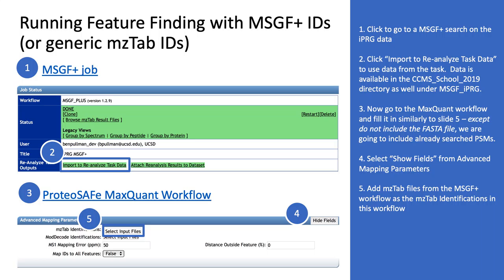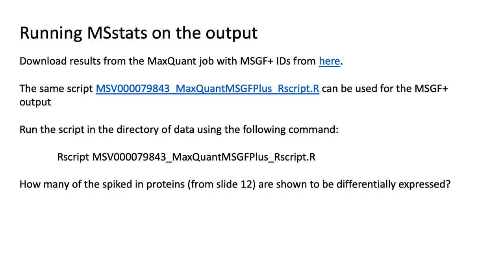Okay, so that's essentially the only thing you have to do, is select an mzTab file for that, and then to not have a FASTA file, so that Andromeda is not run by MaxQuant. Okay. And then after that, the reanalysis that you run with MSStats is pretty much the same thing. The MaxQuant workflow will just generate the same files, the evidence file, the proteins file, and then you can just take that and use as input to MSStats, just as we did with the previous example.